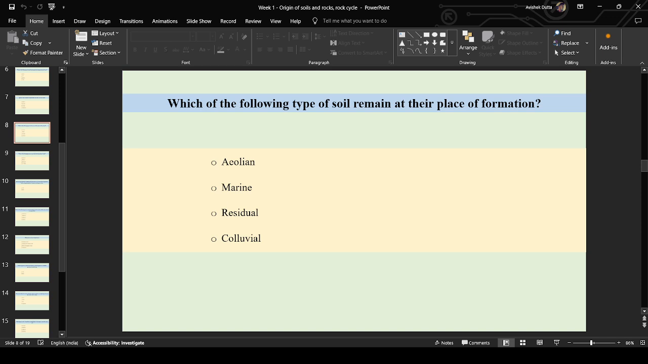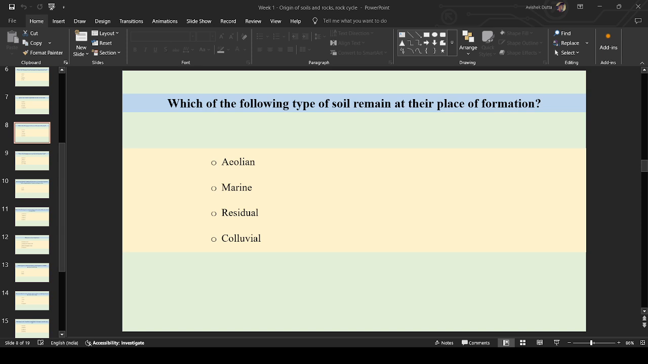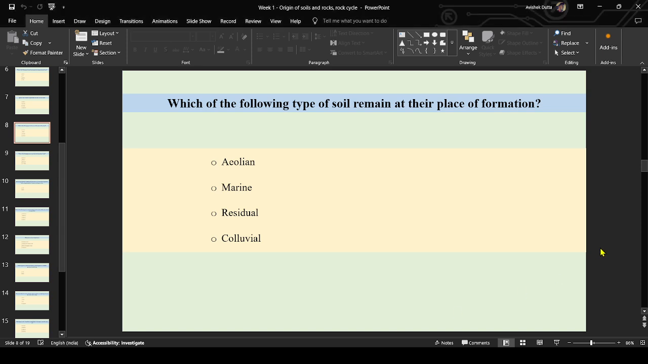Next question. Which of the following type of soil remain at their place of formation? The options are aeolian, marine, residual, or colluvial.